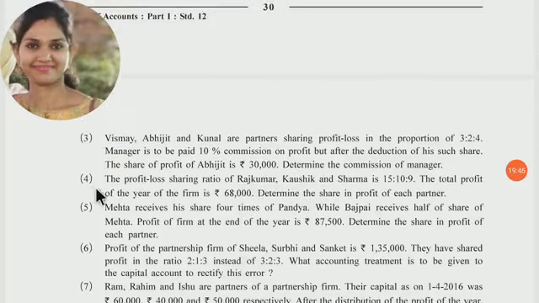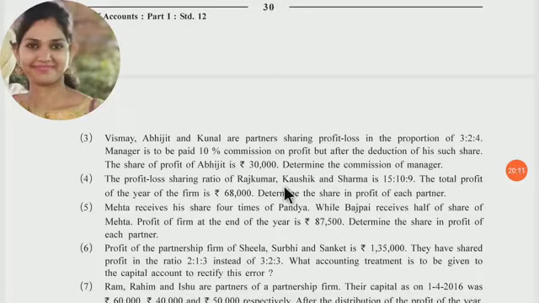Fourth question. The profit loss sharing ratio of Rajkumar, Kaushik and Sarma. It means there are three partners R, K and S. You can write them in short, R, K and S. The ratio is 15:10:9. The total profit of the firm is 68,000. Determine the share of profit of each partner. This is a very easy sum.